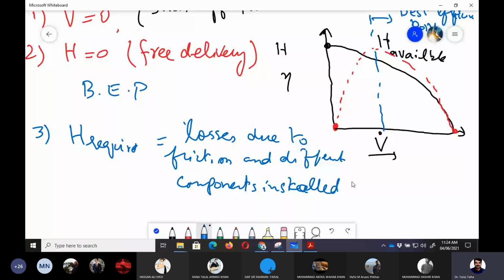So H required, if I show it with green, increases as we increase the flow rate, because if the flow rate is increasing, then the losses would increase due to more friction and velocity head. So this is the H required line. Now, you see that they intersect at this point, so let me draw another vertical line here. So this is the actual operating point of the pump.